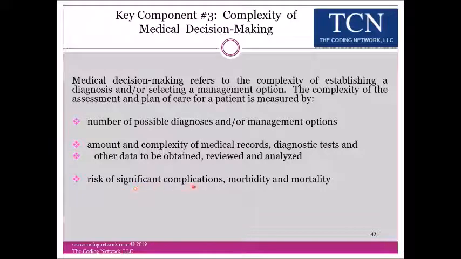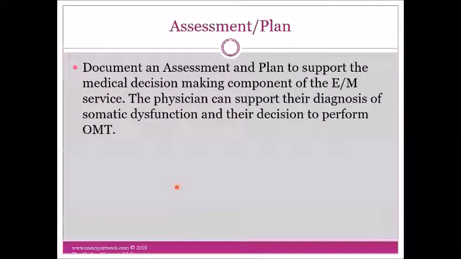And then it's all compared to this table of risk, they call it, which is really just a bunch of examples that an auditor would try to map your assessment and plan to, and we'll take a look at it. It's not always a good one-to-one match, of course, so there's a lot of subjectivity in it. But the important thing here is make sure you document an assessment and plan. It supports the medical decision-making component of the E&M service. So the physician can support their diagnosis of somatic dysfunction in their decision to perform the OMT here.